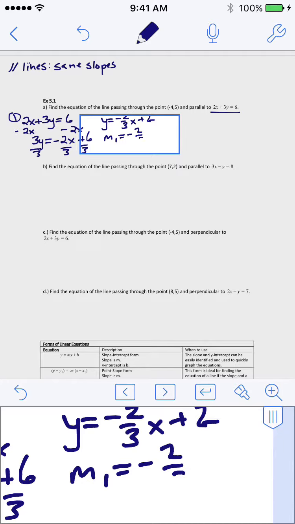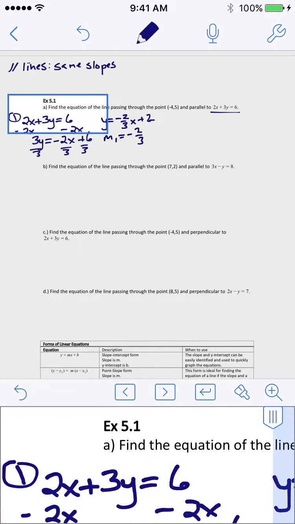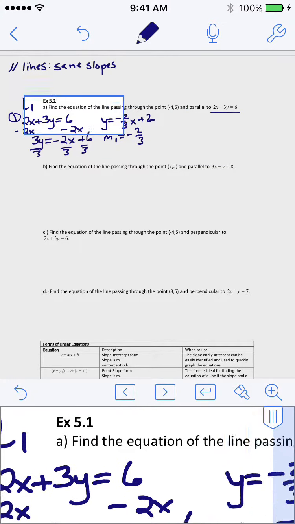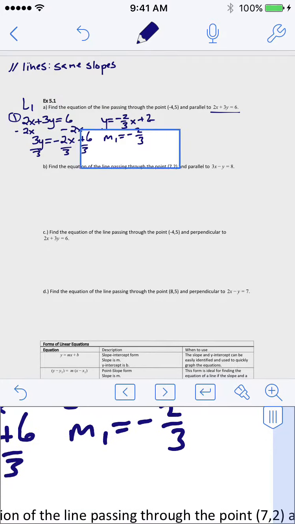Good, negative 2/3, right? That's the slope here. Our slope 1 is negative 2/3. So this is all for the first line. We'll call it line 1. This is the first line. Slope 1 is negative 2/3 for line 1.